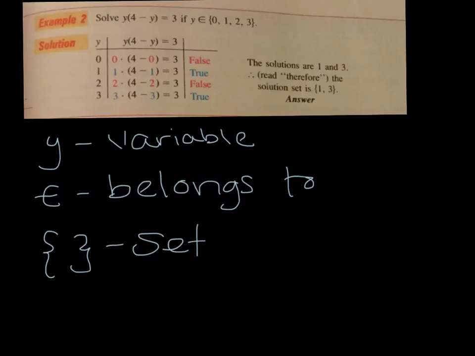For this example, they've switched up the notation just a little bit here. You'll notice that instead of saying the domain x is blah, blah, blah, they're saying that the variable in this equation is y, and they're saying y belongs to the set of 0, 1, 2, and 3. So here is how I might note that. Y is the variable. This symbol means belongs to, and these curly brackets mean set.